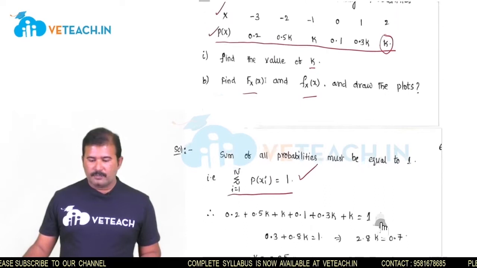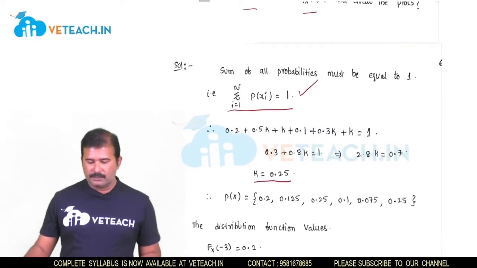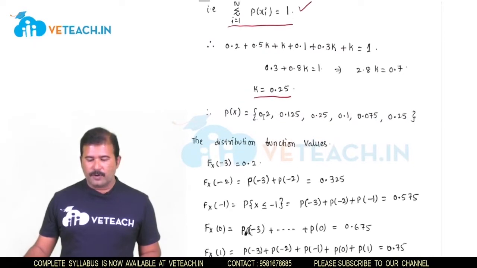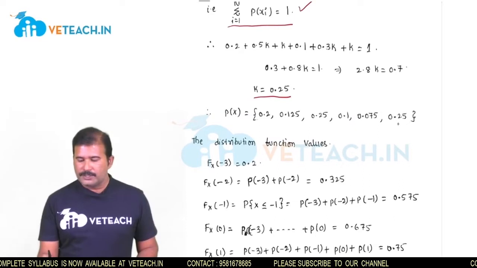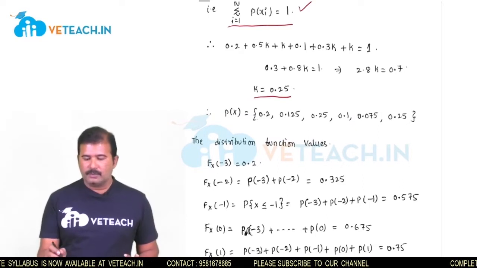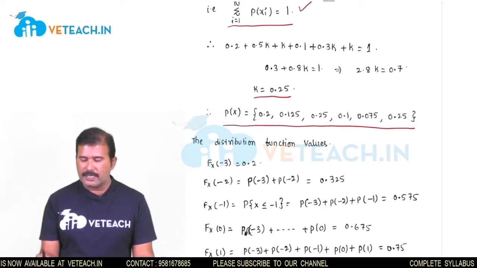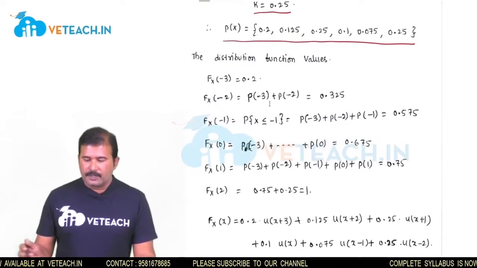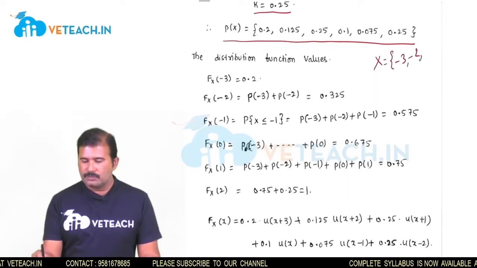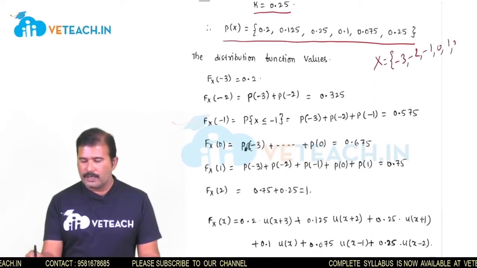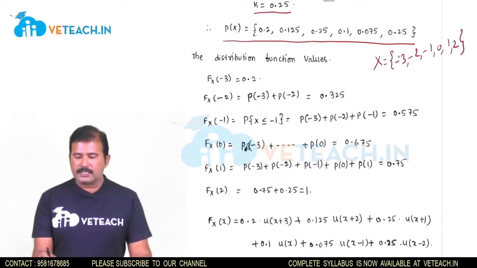Now change the probability values by substituting k equals 0.25. So these are the values we got: 0.2, 0.125, 0.25, 0.1, 0.075 and 0.25. So after finding the k value, it results in probability values like this. And we know the distribution: the random variable values, here I am writing -3, -2, -1, 0, 1 and 2. So these are the possible random variable values and these are the corresponding probabilities.